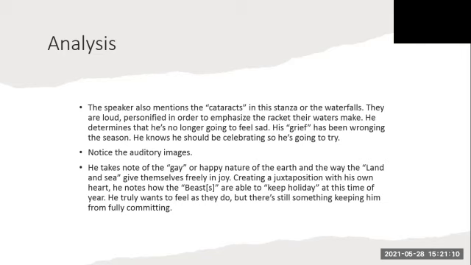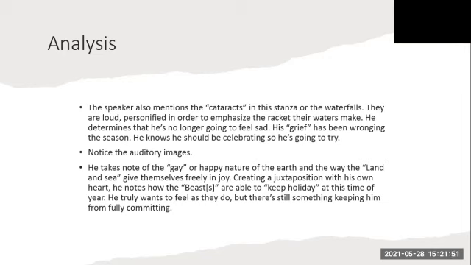Please pay attention to all the auditory images in this stanza, the images that relate to the sense of hearing, sounds. He also notices the gay or happy nature of the earth and the way the land and sea give themselves freely in joy, gives up to jollity. This, of course, while everything is so happy around him, there is here a juxtaposition, a contrast. His own heart is sad.